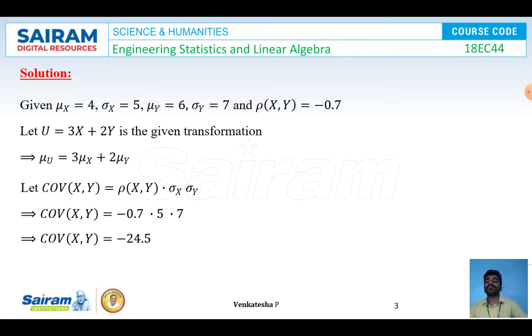Now I am going to find the value of covariance of xy. The covariance of xy is given by rho of xy into sigma x sigma y. So they have given that rho of xy is minus 0.7, sigma x is 5, sigma y is 7. So replacing these values, I got covariance of xy is equal to minus 24.5. So now I am going to find the value of variance of u.